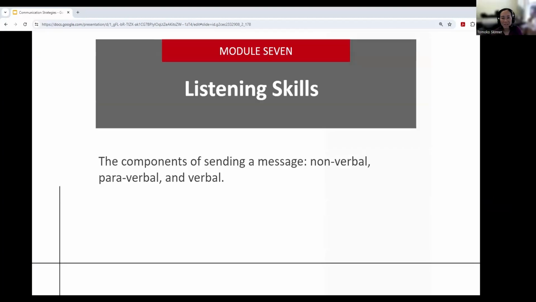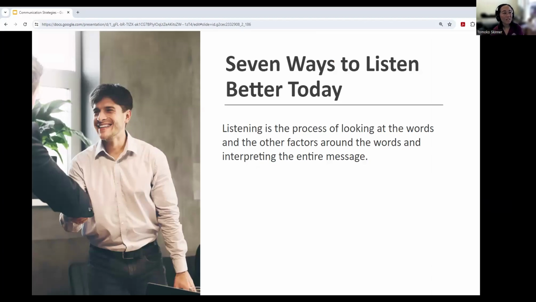Hey, Module 7. So far we have discussed all the components of sending a message: nonverbal, paraverbal, and verbal. Now let's turn the table and look at how to effectively receive messages. Okay, 7 ways to listen better today. Listening requires actively interpreting both verbal and nonverbal cues. To improve, focus solely on listening, and avoid distractions like phone use or multitasking.